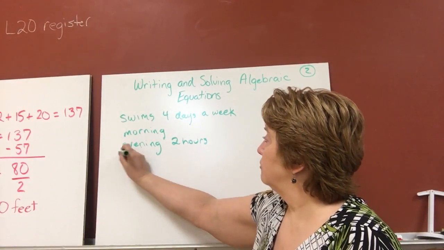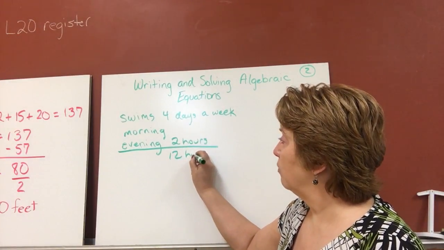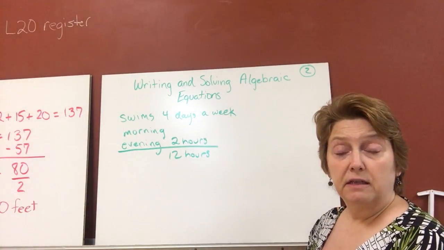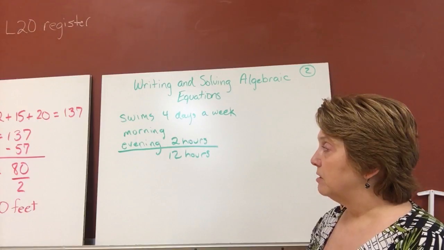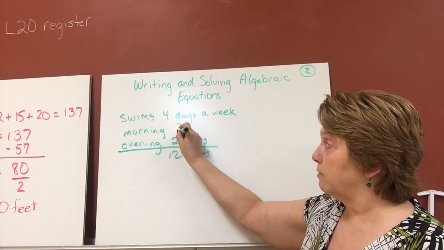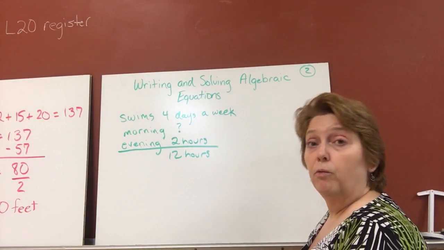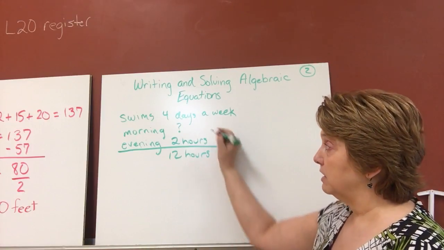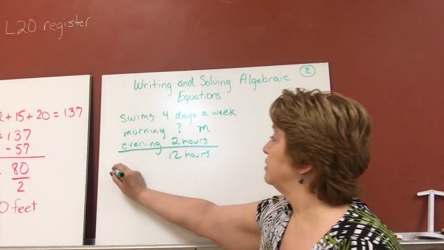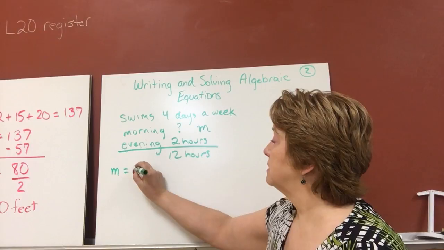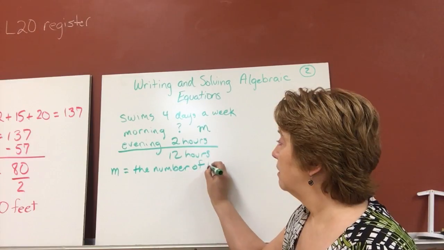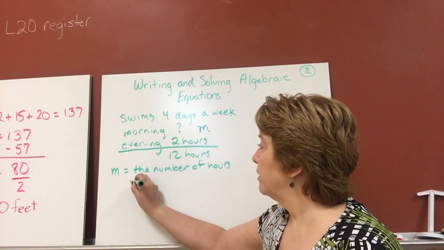So if we take the total of this, we have 12 hours a week. Okay. So we need to set this up as an equation and then try and solve how many hours it takes. So this is our unknown right here. This is what we don't know, and that's what we need to find out. So when we have an unknown, we usually put a variable in there. So let's call this variable m. So the morning, how many hours in the morning is what m is going to be. M is the number of hours in the morning.